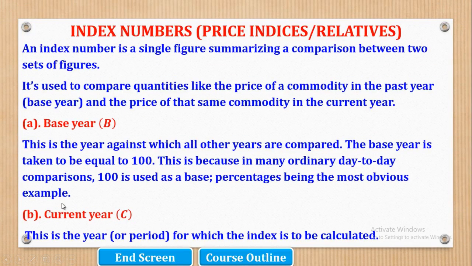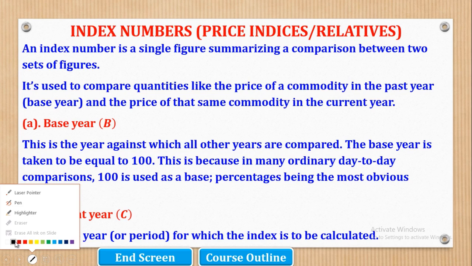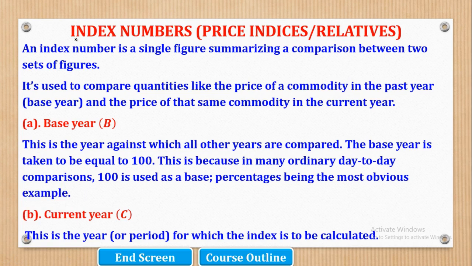So now let's start our topic. Index numbers is the same as price indices, and it's also the same as price relatives. Previously these two used to be different, but now they are the same.